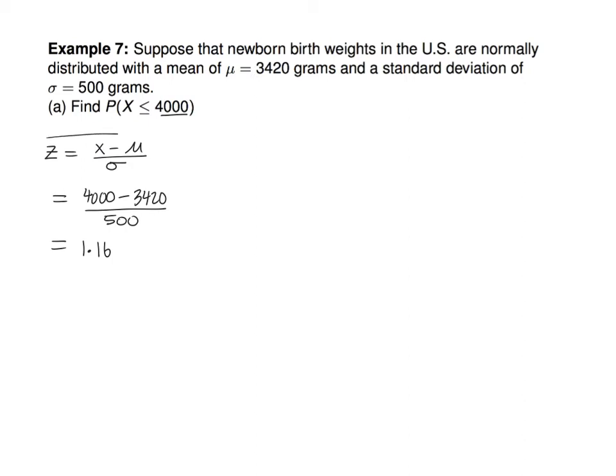So what are the chances that a randomly selected baby is going to weigh less than 4,000 grams is the same as asking the question, what's the chances some standard normal variable is less than or equal to 1.16. What we computed there is that 4,000 is 1.16 standard deviations away from that mean. And looking at your table, you get that this is 0.8770.